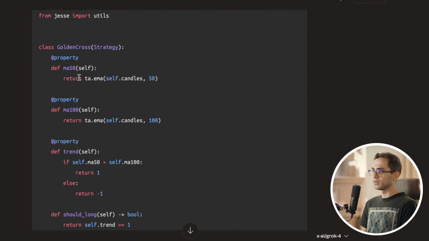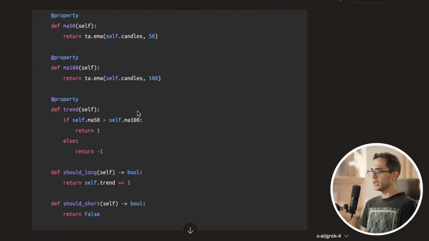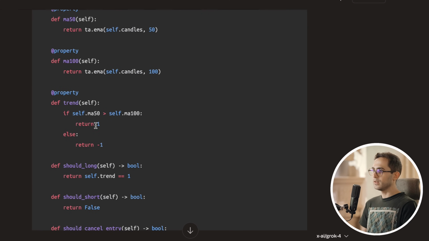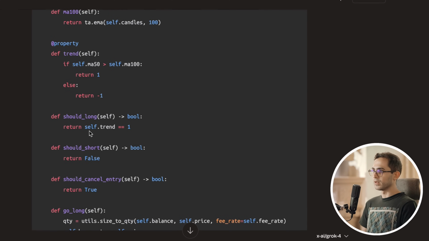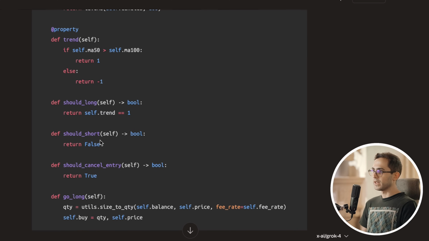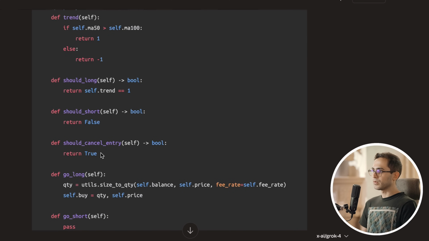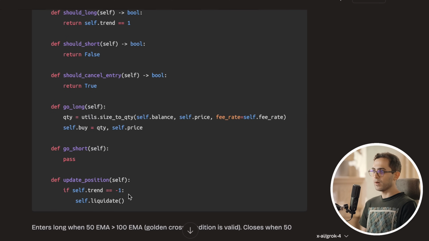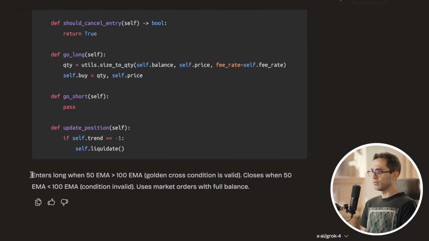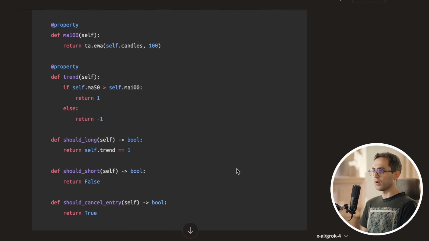It defined the moving averages with periods of 50 and 100, passes current candles, which is perfectly correct. It defined a trend property. It returns 1 for an uptrend and -1 for a downtrend. Then in should long, it's asking whether or not the current trend equals 1, or an uptrend, in other words. It is not shorting, which is fine because I didn't ask for it. It's also defined this one, which it didn't really have to. And when the current trend equals -1, it is liquidating the current position, which is exactly what I asked it to do. And it is also very briefly explaining what it did. So I like this answer.